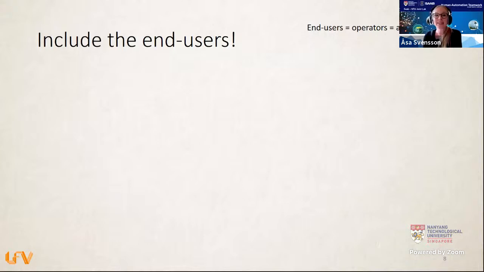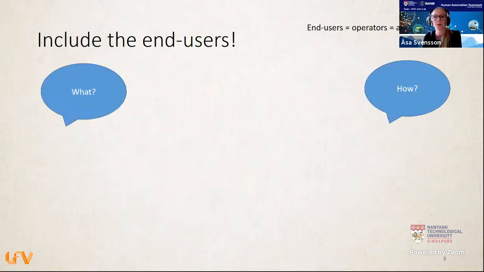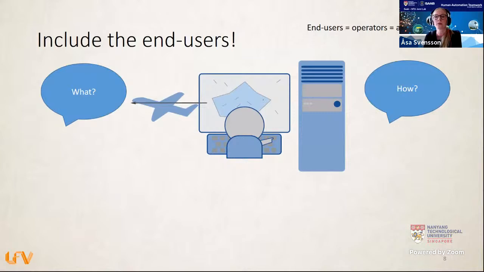Yes, so we need to include the end users. The end users are the operators, the air traffic controllers, and we must include them in the development process of the automation of the new technology that we want to implement. We must ask what they want and how they would like to work with it. Because if we know what the operators want, what the end users want, we can design automation and tools that support their job from their perspective.